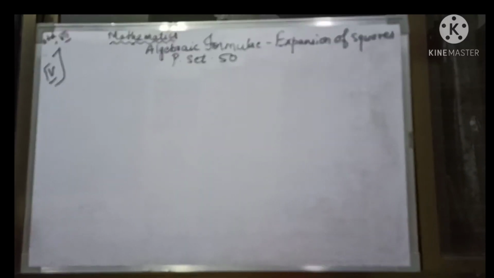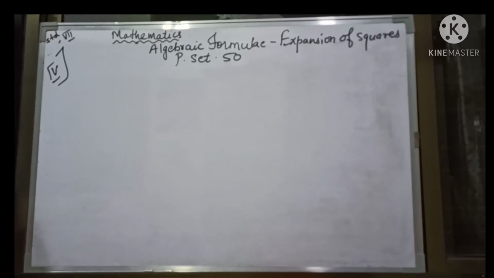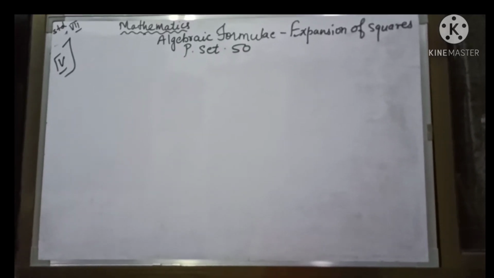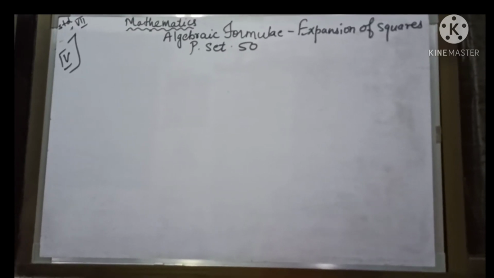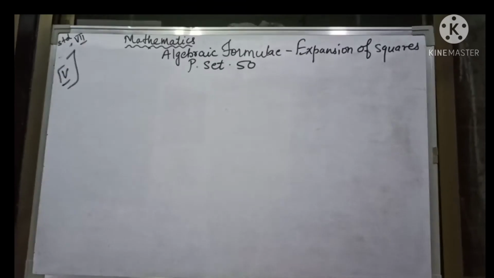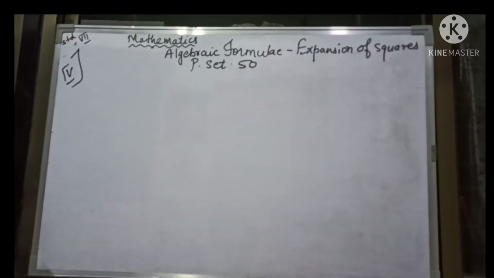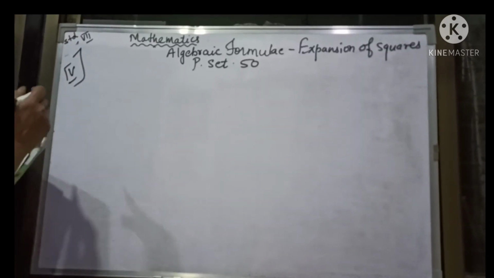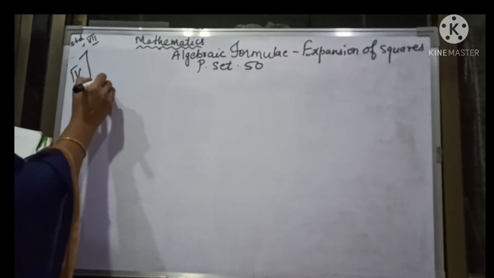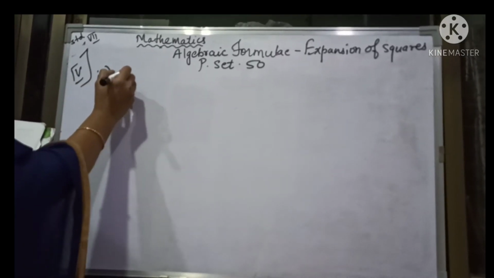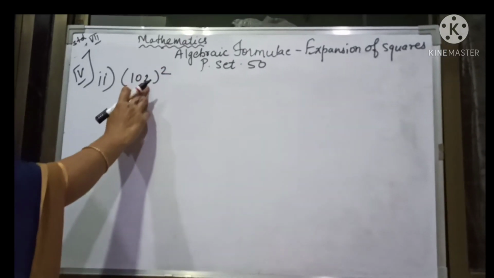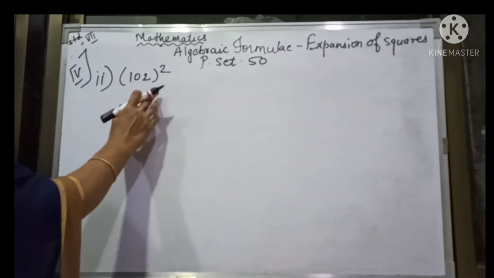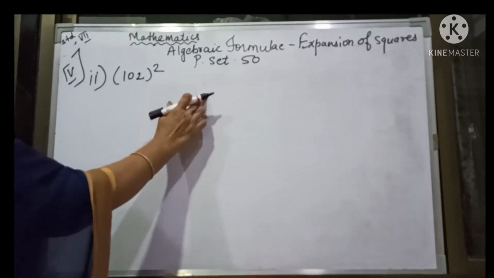The fourth question. Use an expansion formula to find out the values. So we have to make use of the (a plus b) bracket square expansion formula for these numbers. Let us solve the second sum from this question, 102 square. 102 you have to split in the form of a binomial.